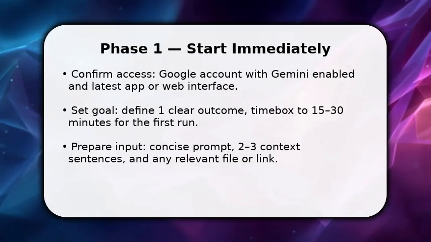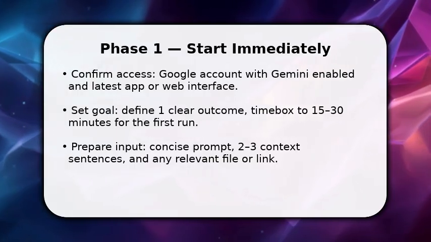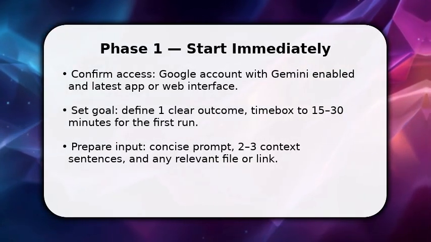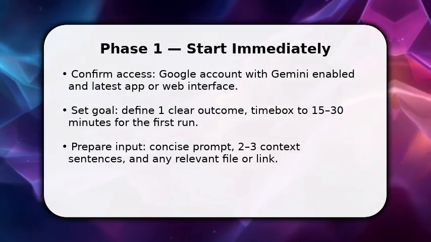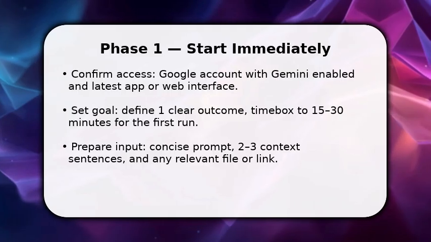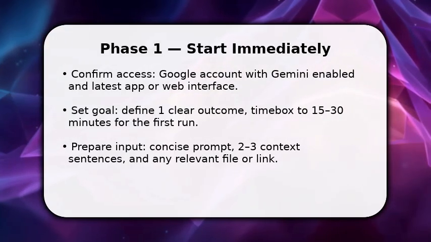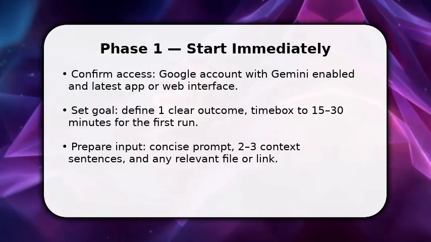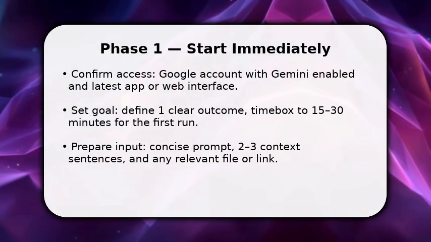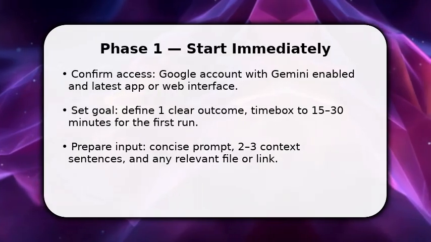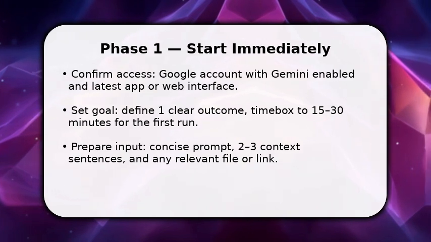You start by confirming access and removing friction. Sign into the Google account that has Gemini enabled and open the latest app or web interface. Once done, define a single, clear outcome, for example: draft an outline, summarize a file, or generate code, and time-box this first attempt to 15 to 30 minutes so you iterate fast. Make sure to prepare your input: a concise prompt, 2 or 3 context sentences, and any file or link you want Gemini to use right away.